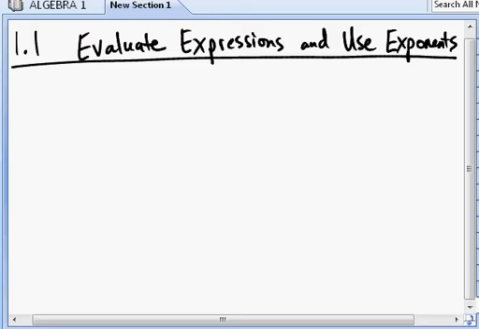All right, so lesson 1.1 is evaluate expressions and use exponents. Below that, I want you to write this vocabulary word. Okay, you guys ready? So that first paragraph, right on 1.1, it says, a variable is a letter used to represent one or more numbers.